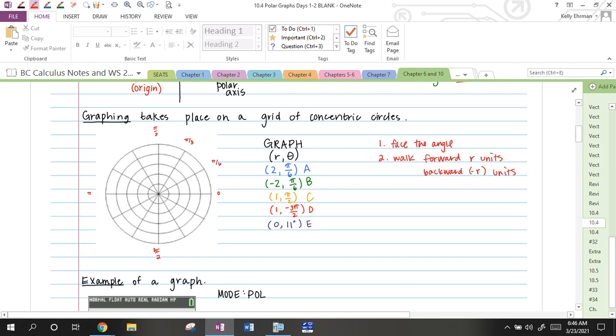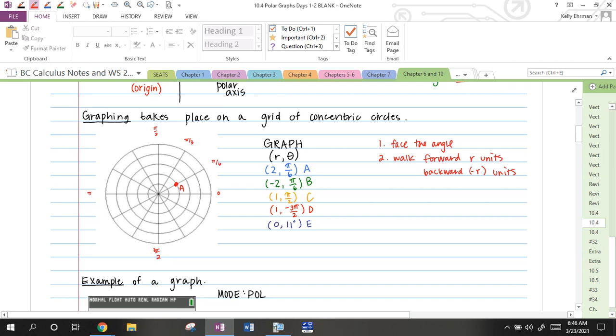If I want to plot the point 2, pi over 6, I'm starting at the pole, the origin. I need to face pi over 6, so I'm looking out at this line, and I need to walk out 2 units. 2 units is 1 radius, 2 radius, right here. So that's the point A.